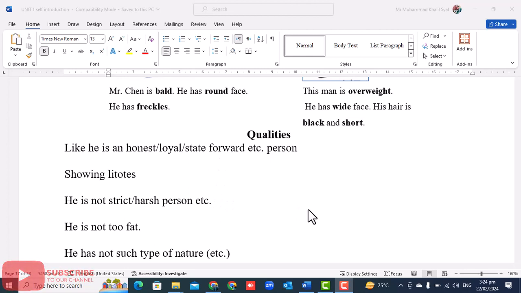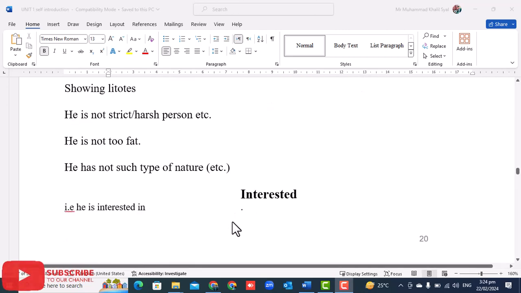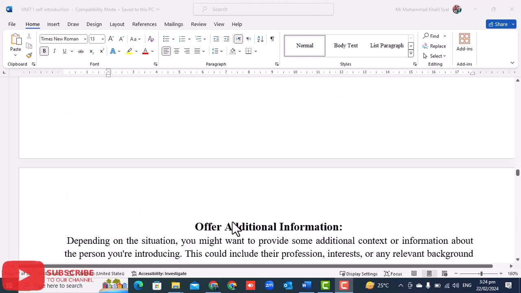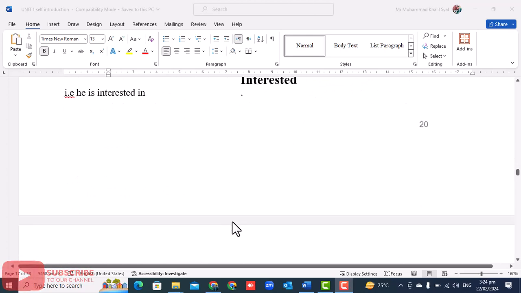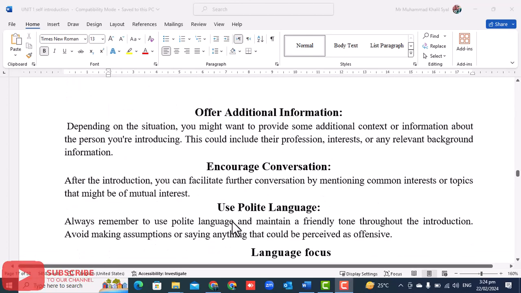And then there is euphemism. Euphemism is a term where we use good words to show bad things. For example, he's not honest. So instead of saying dishonest, we use softer words so that the impression is good. The interest should be described warmly. Then additional information has also been discussed in this one.